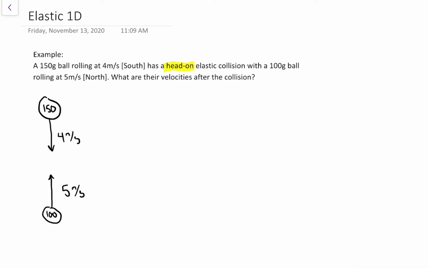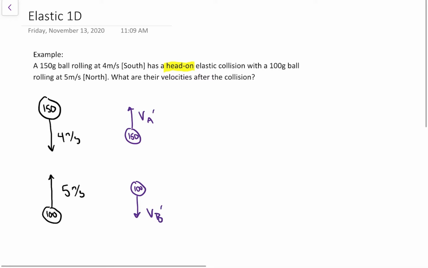We'll agree when we get to the final equations. After the collision, I don't know how fast, but I think the 150 is going to bounce backward. I'm going to call it A, so that's my VA prime, and I don't know that. After the collision, the 100, I think is going to bounce south, and again, I don't know that. I'm going to call it VB. It's one-dimensional, so I don't have to worry about components.